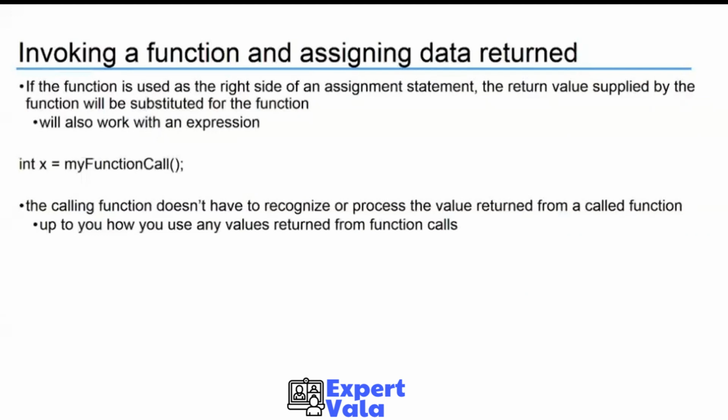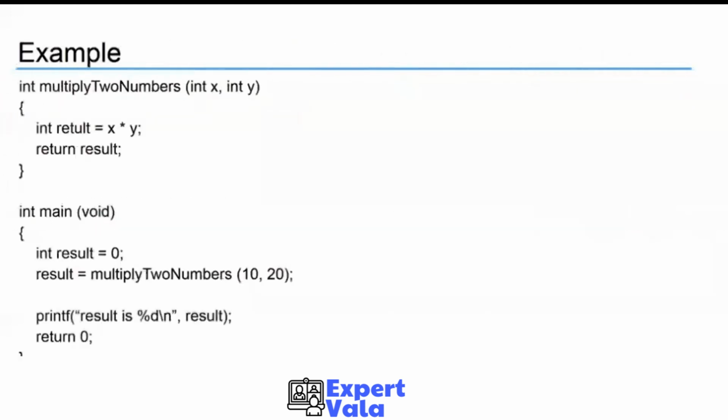Here's an example of invoking a function and also returning data from a function. In this example, multiply two numbers. This was just like the example we had previously, but the previous example didn't return any data. The previous example displayed output. In this example, we are not displaying any output. We are returning the data and then we are displaying the output in the main function.